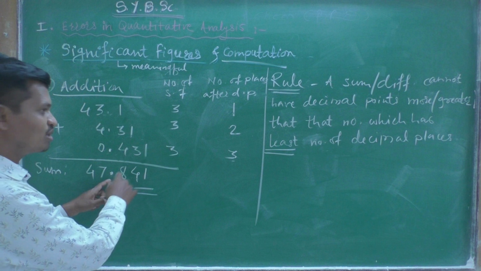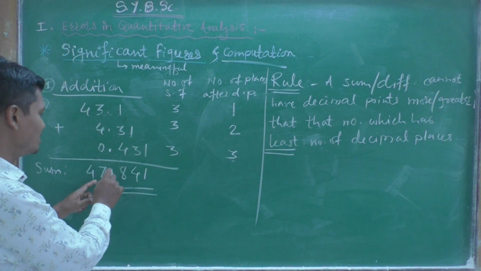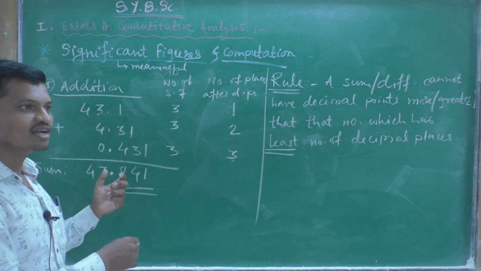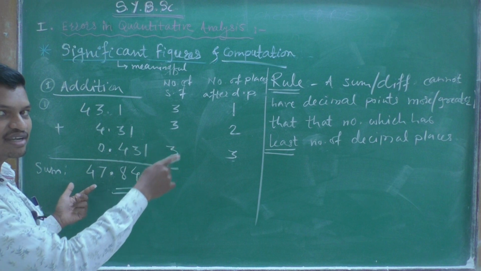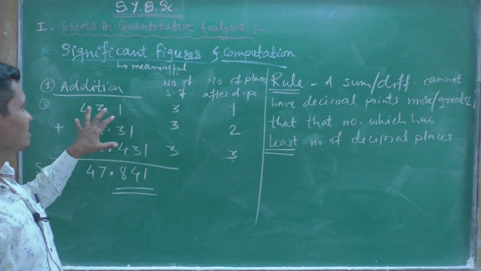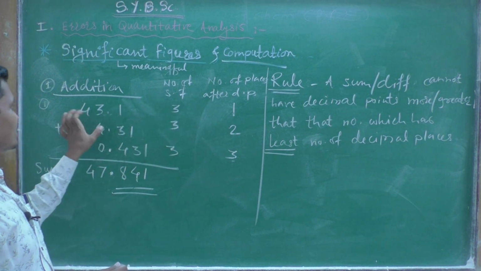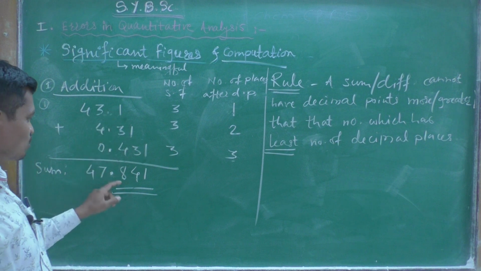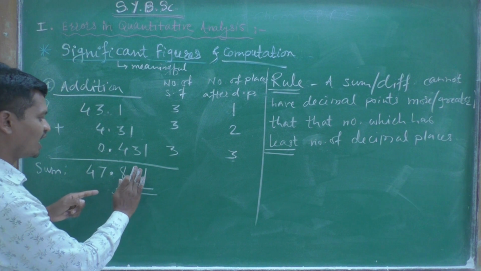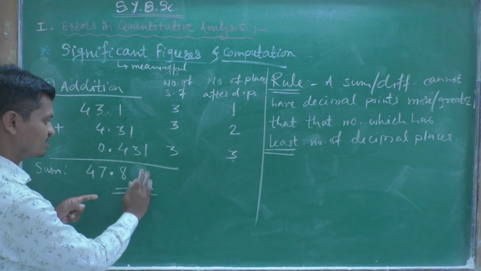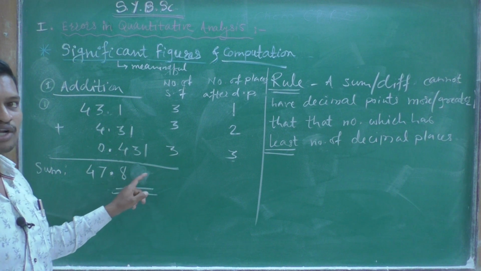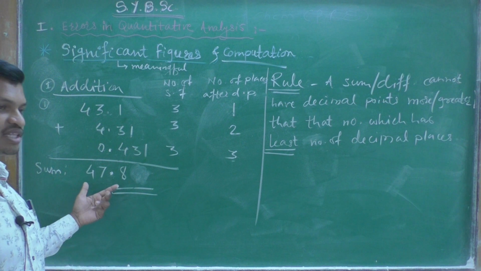So we can take only one decimal place in the answer of the addition. Why? Because the number of places after the decimal point in this number is 1. So our correct answer is 47.8 only and not 47.841. We cannot write two more places, that is 41, in this answer.